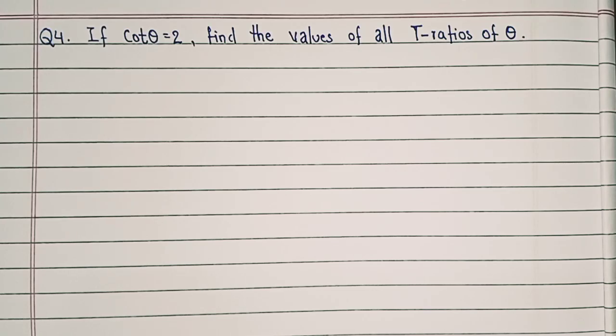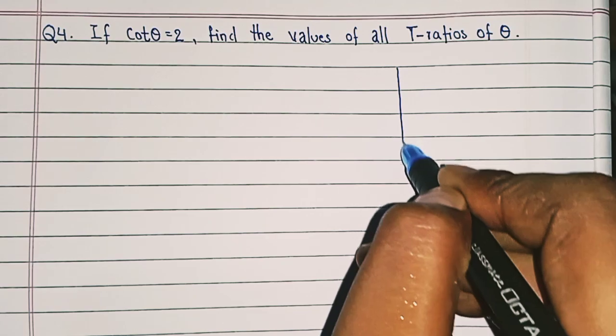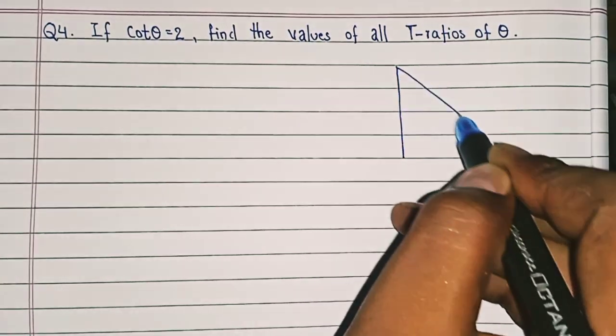Let's begin question number 4. Here cot theta equals 2 is given and we have to find the values of all t ratios of angle theta. First of all, we have to draw a right angle triangle.